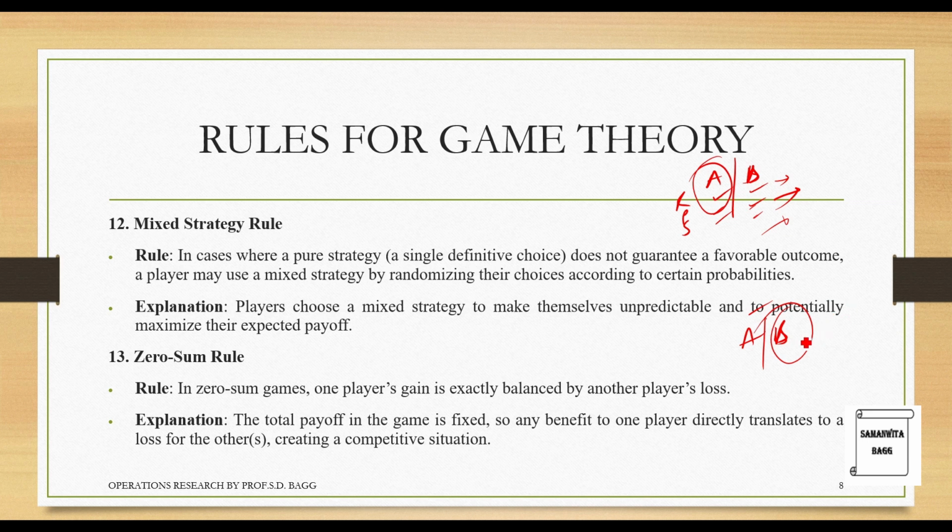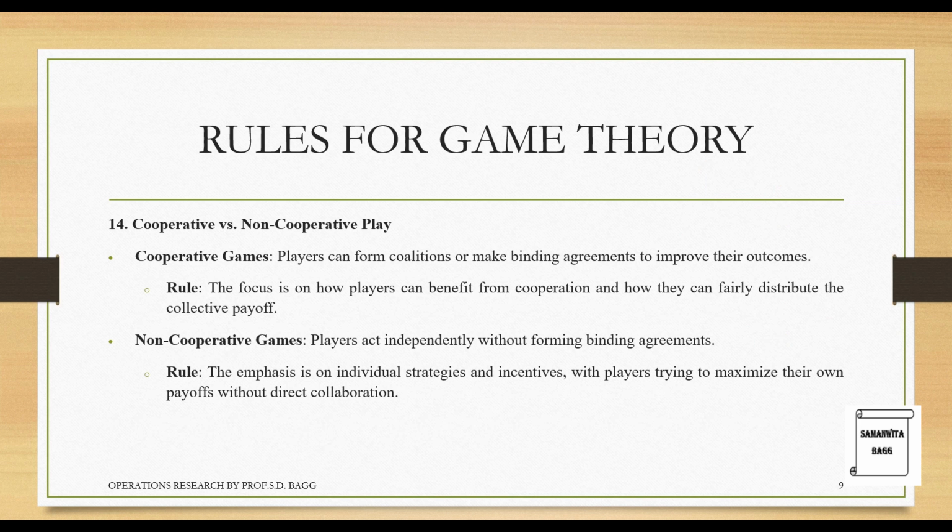Now this could be a particular product, like for example a mango drink. So A and B both have produced mango drink. If A becomes famous, what happens to B is a loss, that is called a zero-sum game. The next one is cooperative versus non-cooperative play.